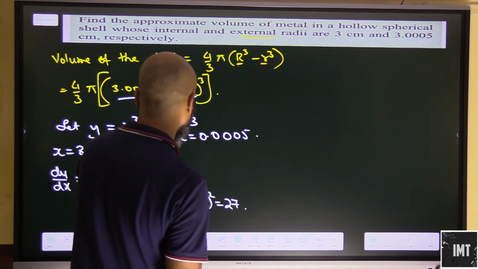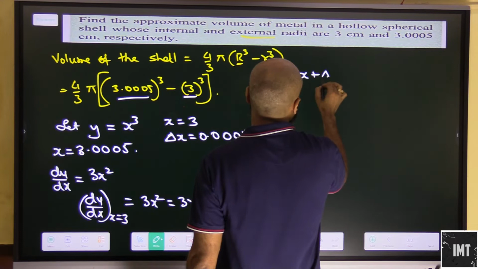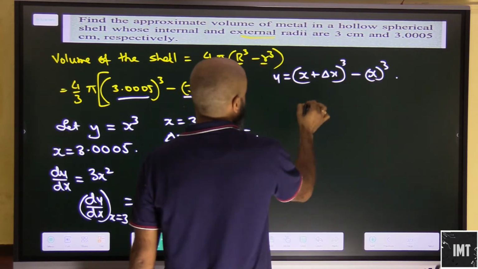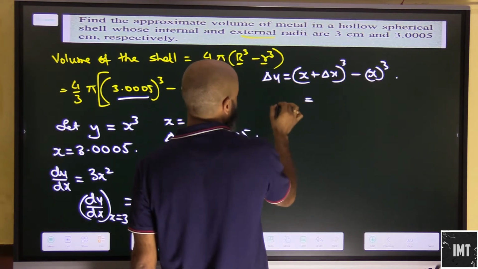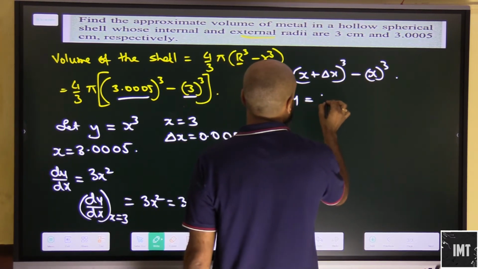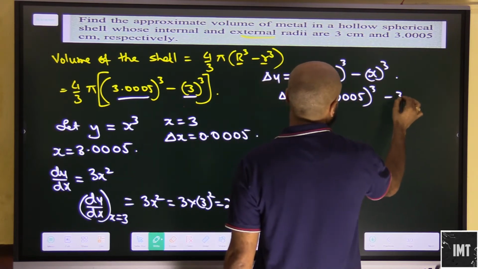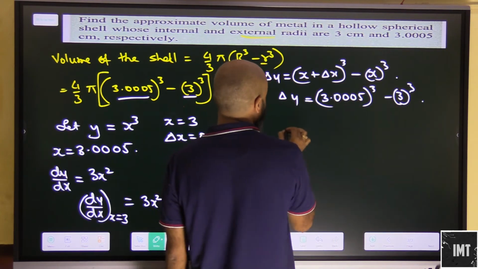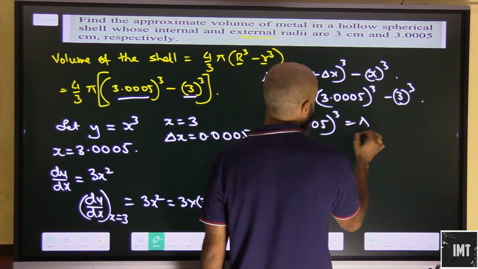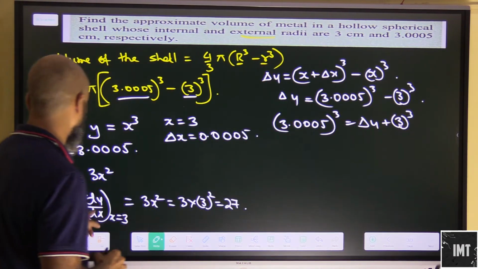Now how do we find this out? We know that delta y is equal to (x plus delta x) cube minus x cube. So delta y is equal to 3.005 cube minus 3 cube. So we can say 3.005 cube is equal to delta y plus 3 cube. Now we have to find the value of delta y.